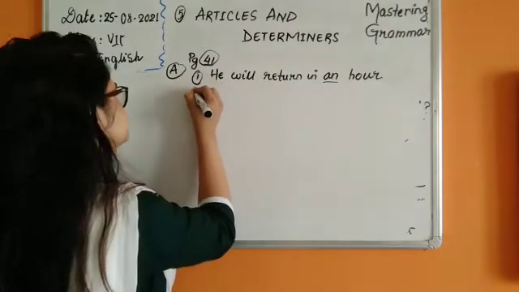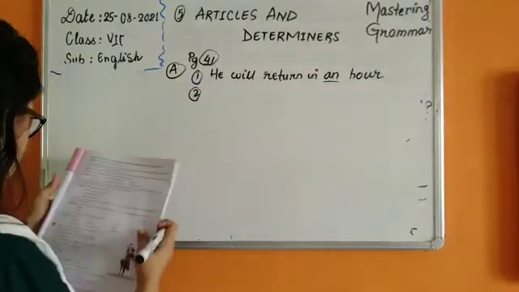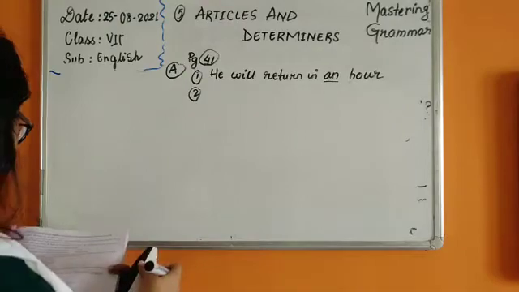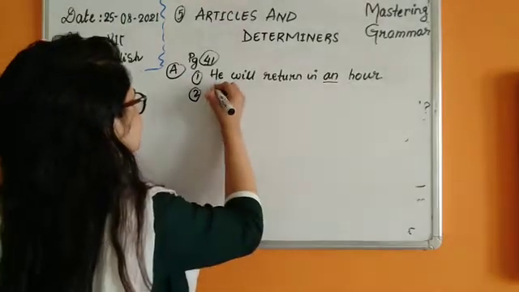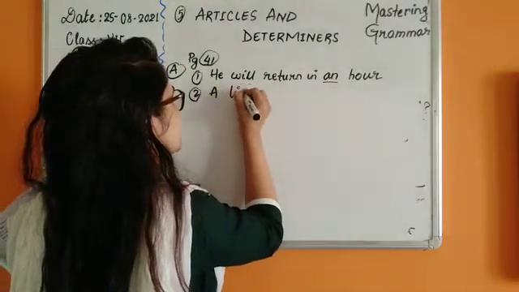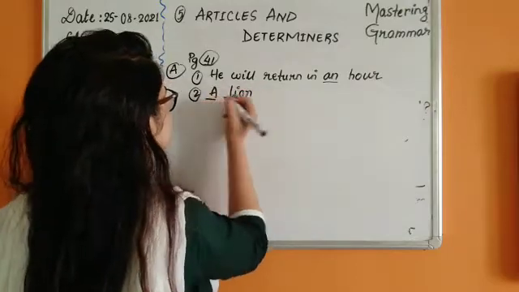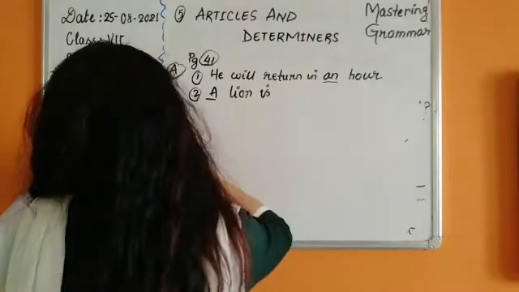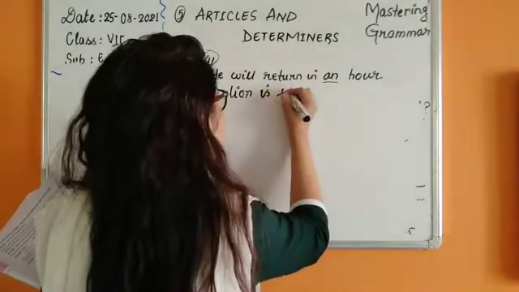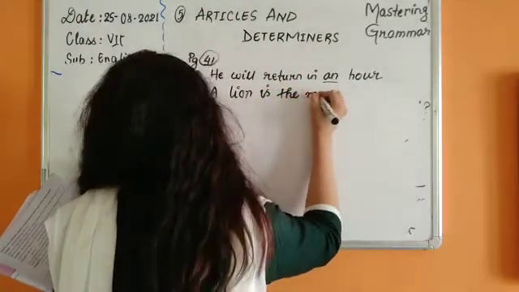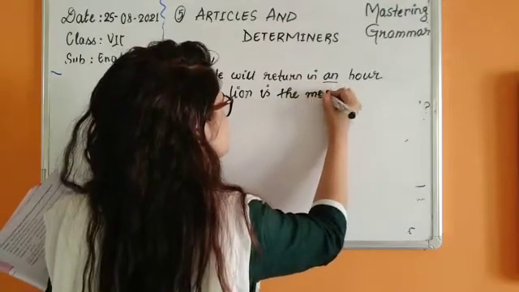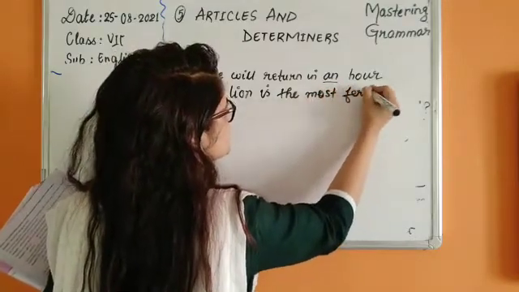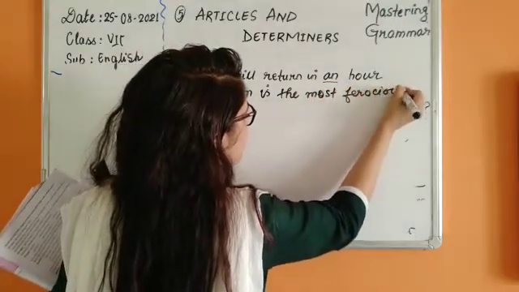Number 2. A lion is the most ferocious of all animals. So children, here lion, "l" sound, so this is going to be a lion, and we are talking about lions in general. We are talking about all lions here. The most ferocious of all animals.